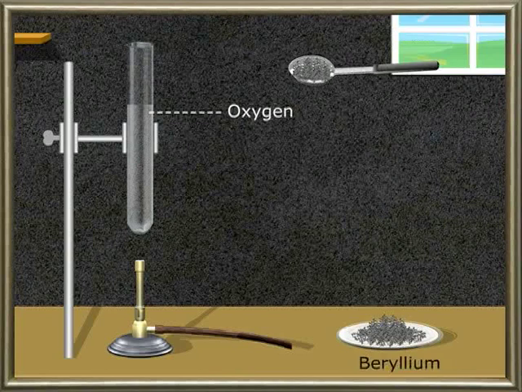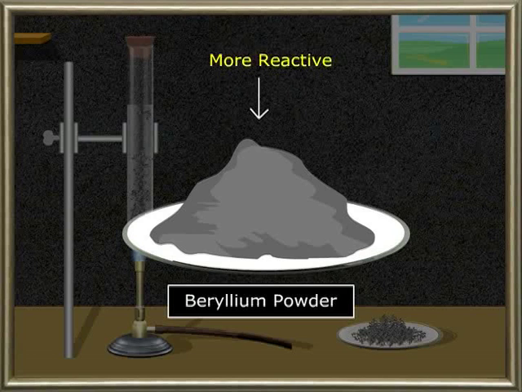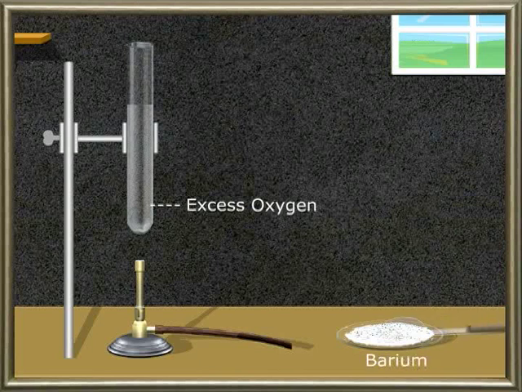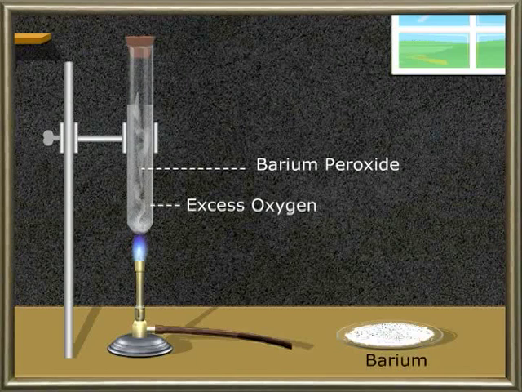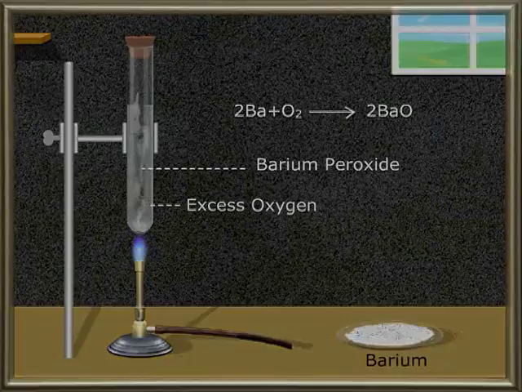Note that when you mix excess beryllium with oxygen, it does not react below 600 degrees Celsius. However, beryllium in the form of powder is more reactive. Now try barium with excess of oxygen. Let's see what happens. Barium in this case reacts with oxygen to form barium peroxide. Oxides of alkaline earth metals are basic and dissolve in water to form alkali.